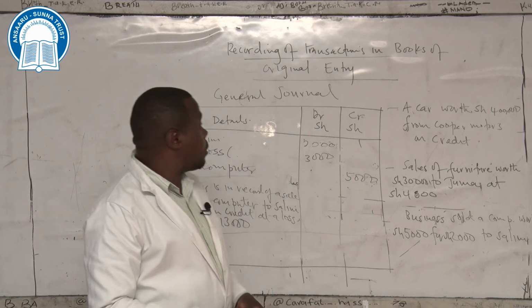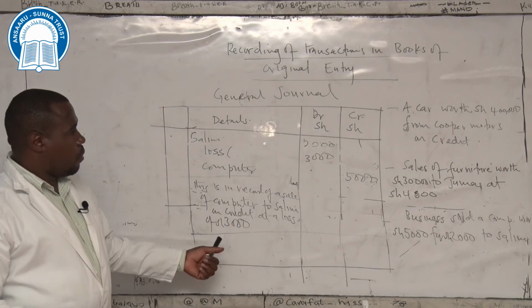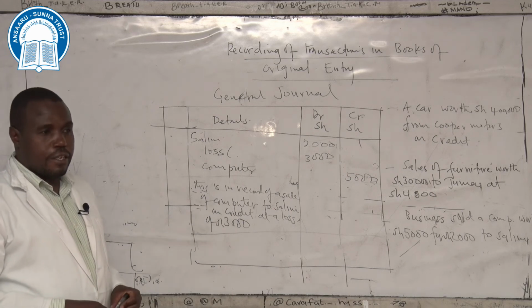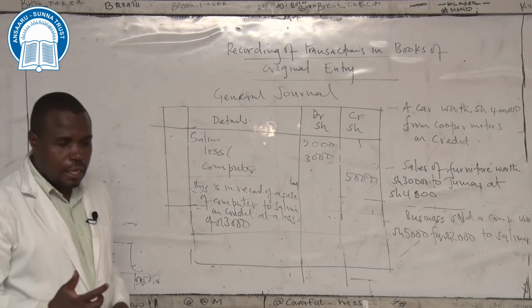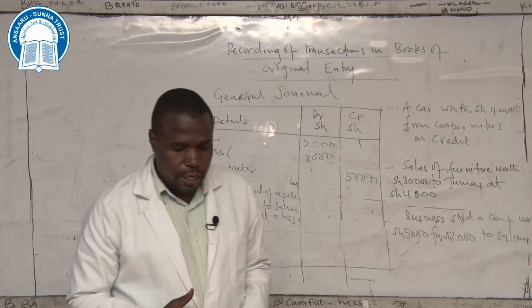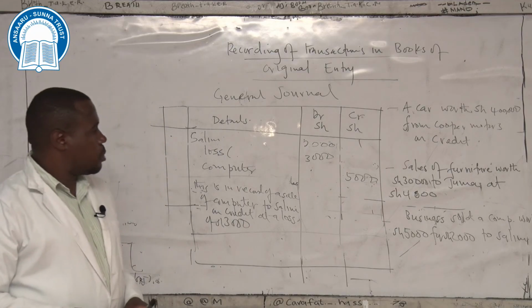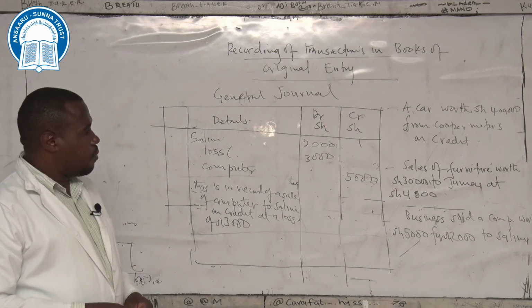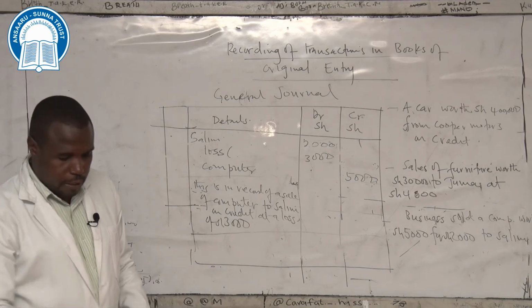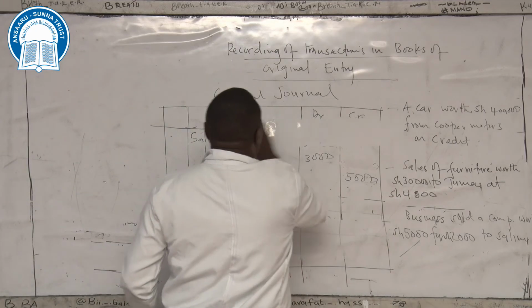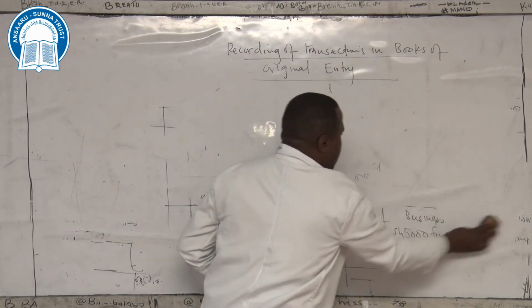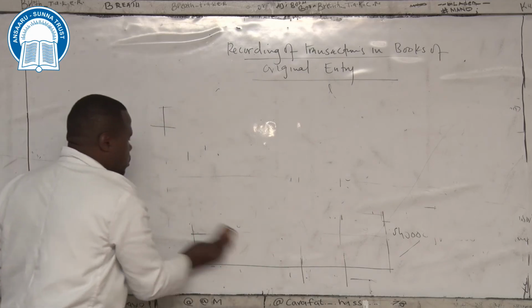So the general journal is used for that purpose. Recording of very rare transactions like the sale of fixed asset, purchase of fixed asset, correction of error. Apart from correction of error, we can also talk about sales of fixed asset there. Okay, so those are some of the books of original entry that we have covered today.